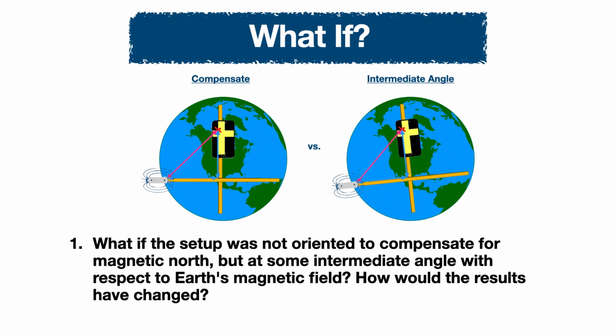If my setup was not oriented to compensate for the magnetic north, but at some intermediate angle with respect to Earth's magnetic field, the Earth's magnetic field would be included with that of the bar magnet in the readings for the physics toolbox magnetometer. Therefore, my readings for the bar magnet's magnetic field would be inaccurate if I did not find another means of compensating for Earth's magnetic field, like measuring the magnetic field without the bar magnet in the vicinity and then subtracting its component values from the values found when the measurements of the bar magnet are made.